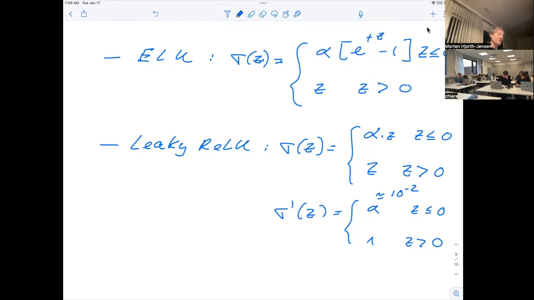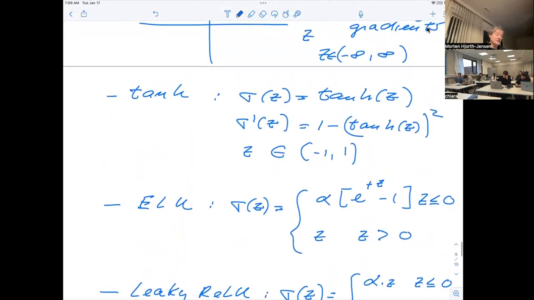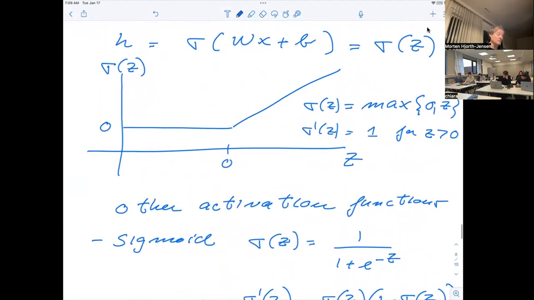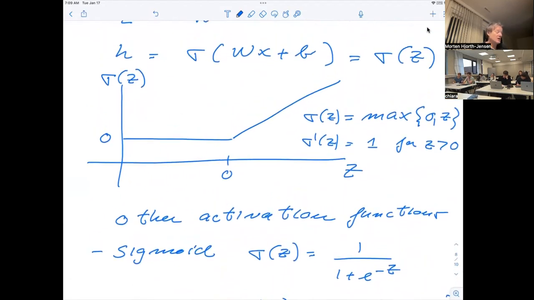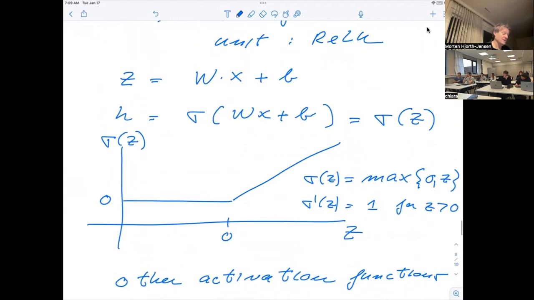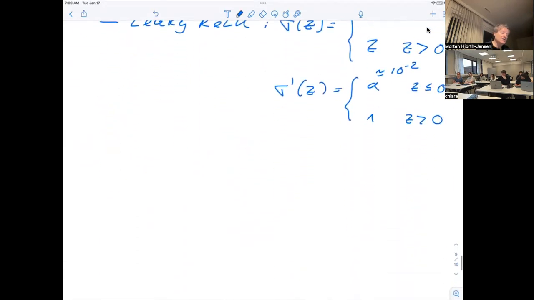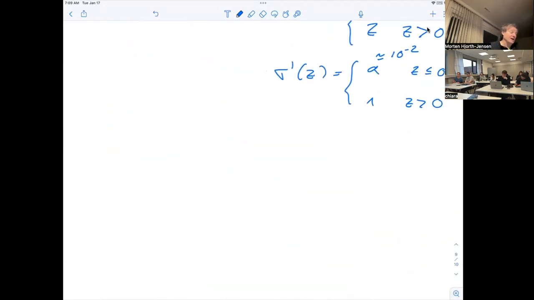So these are some of the more popular activation functions. You could even take the step function if you want to. But let's now just look at the leaky ReLU function, this specific function, and let's go back to the XOR gate and see if we can make some calculations here. So let's go back to the XOR gate.